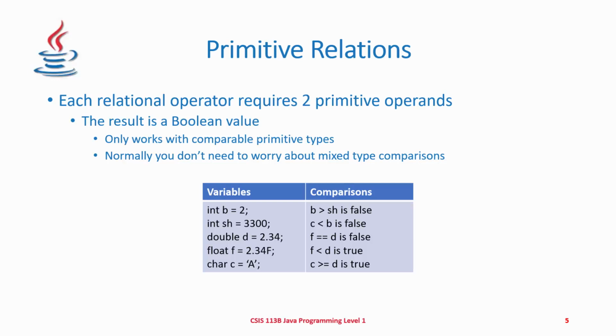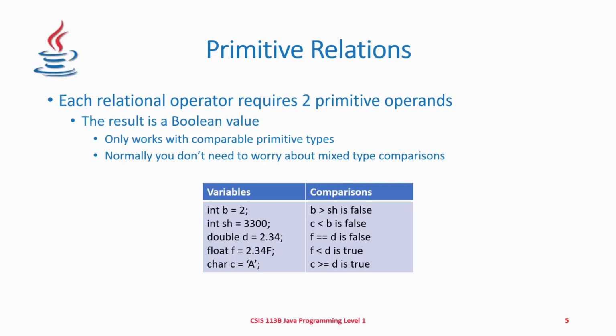So let's see the comparisons. b, is it greater than sh? Well, b is 2, sh is 3300, so that would be false. Then we compare c, which is the capital letter A, to b, which is the number 2, and we're checking to see if c is less than b. So is the letter A less than 2? Well, that would be false, because remember from the ASCII chart, the capital letter A has the value of 65.